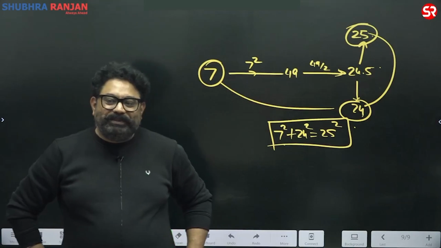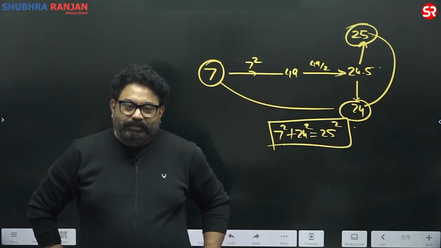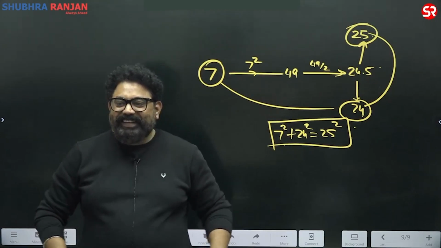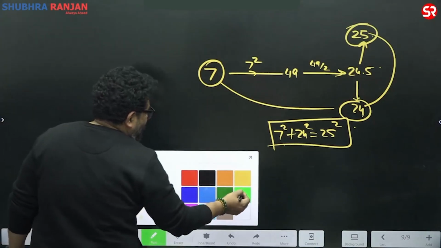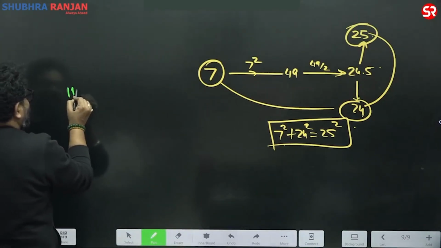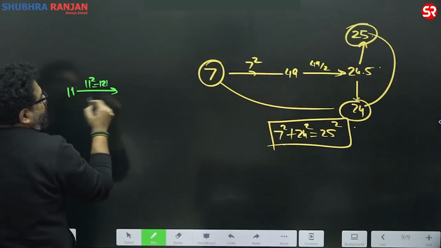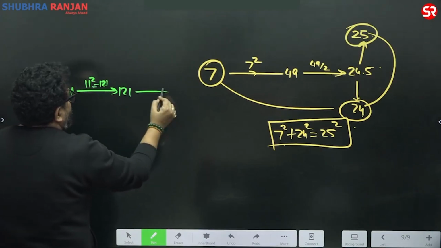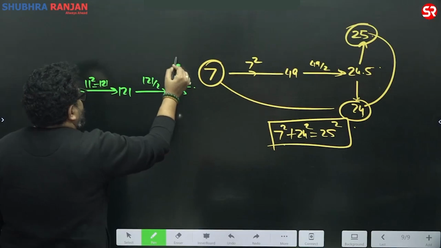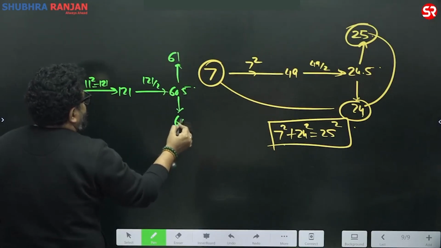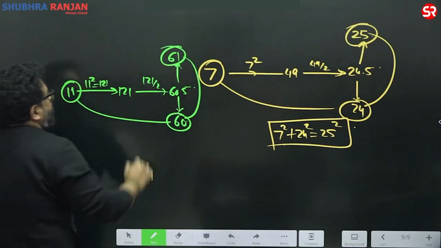So you don't need to remember the series as well. Awesome. See, any Pythagorean triplet starting with 11 would be 11 ka square, 121, right? So what is 121 ka half? 60.5. The bigger number is 61, smaller number is 60. So 11 square plus 60 square is 61 ka square.